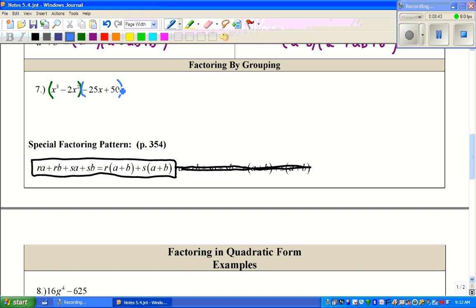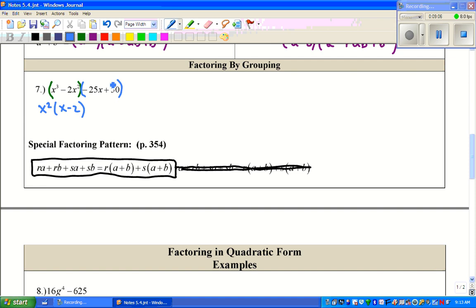The reason that I group this is because the common monomial factor here is x squared. So I would factor an x squared out of this. And when I do that, if you took x squared out of there, you'd have x. And if you took x squared out of here, you'd have minus 2. Okay? So I factored out that common monomial factor.